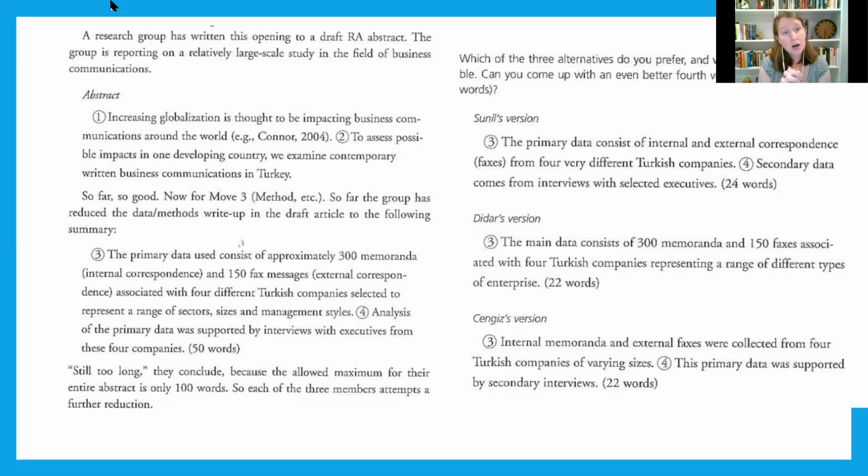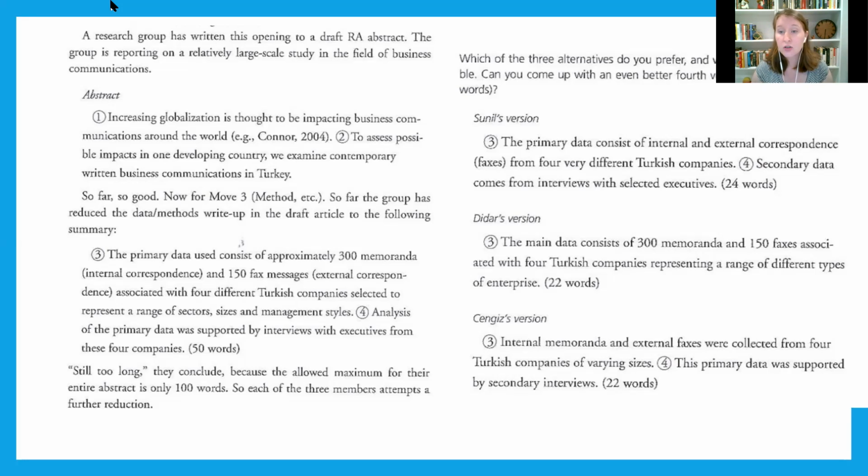So I would argue that actually the specific number of memoranda and faxes is less important than knowing where all of your data was coming from. So I would say because this one does not include information about the interviews, it's probably not as successful as the first one. And then we have the last one.